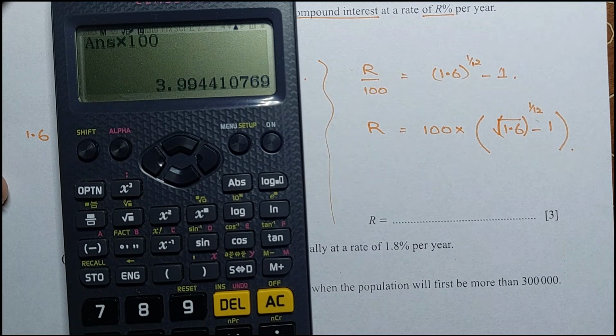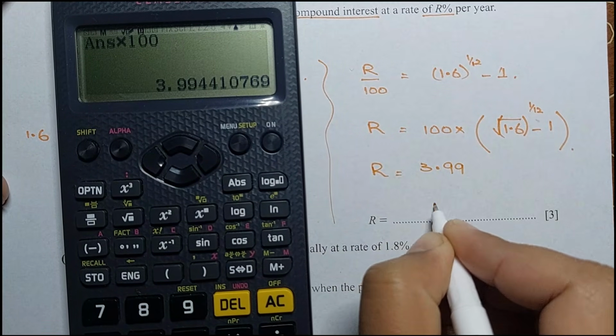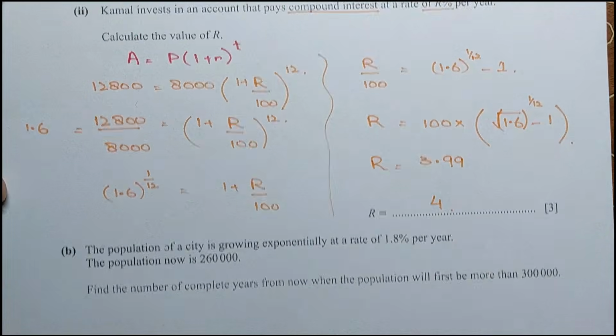This is 3.99. So the interest rate is 3.99%, or we can simply say 4% is the interest rate.